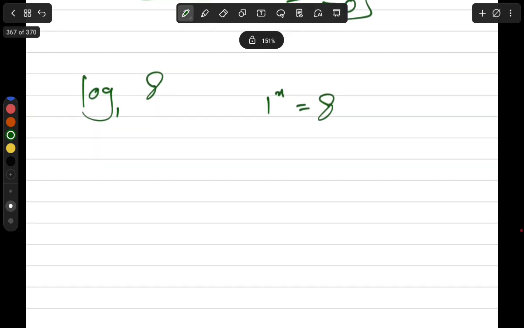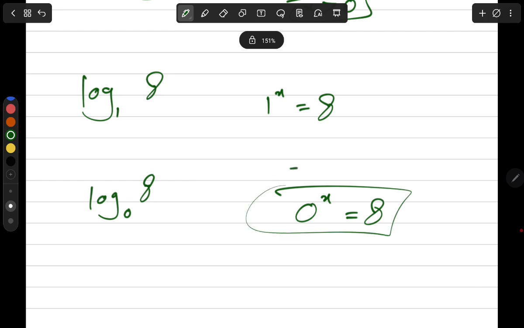So can we have base 0? No, because negative bases are not for this course. So if I write down log 8 base 0, now what does this mean? This means that 0 raised to the power of something produces an 8. Is that possible? No, that's impossible. Therefore the base cannot be 1, the base cannot be 0, and the base cannot be negative.